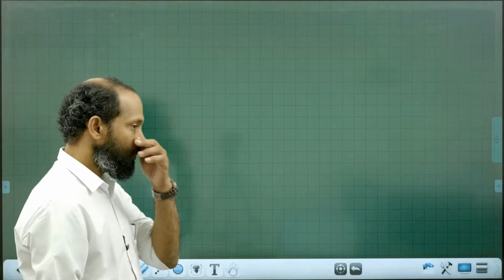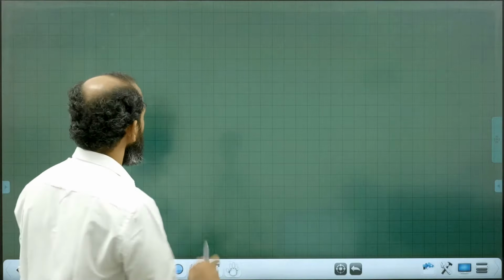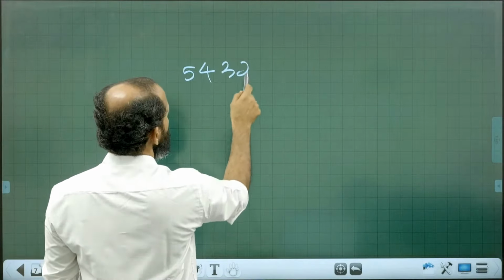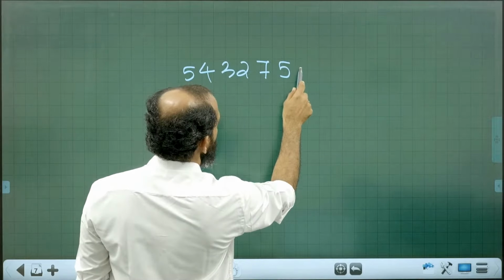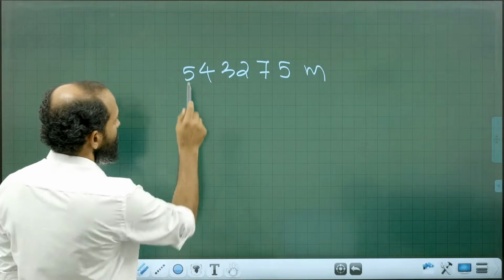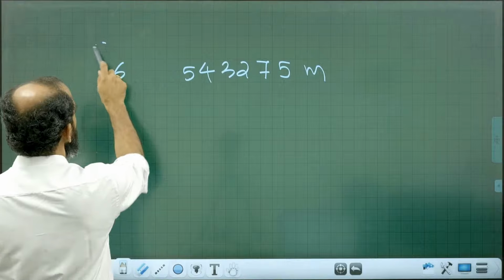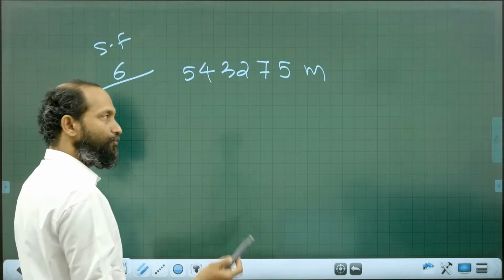Now, how to round off quantities? While rounding off with the proper number of significant figures, we have to learn that also. For example, 5, 4, 3, 2, 7, 5 meter. 1, 2, 3, 4, 5, 6. There are 6 significant figures. Round it off to 5 significant figures.